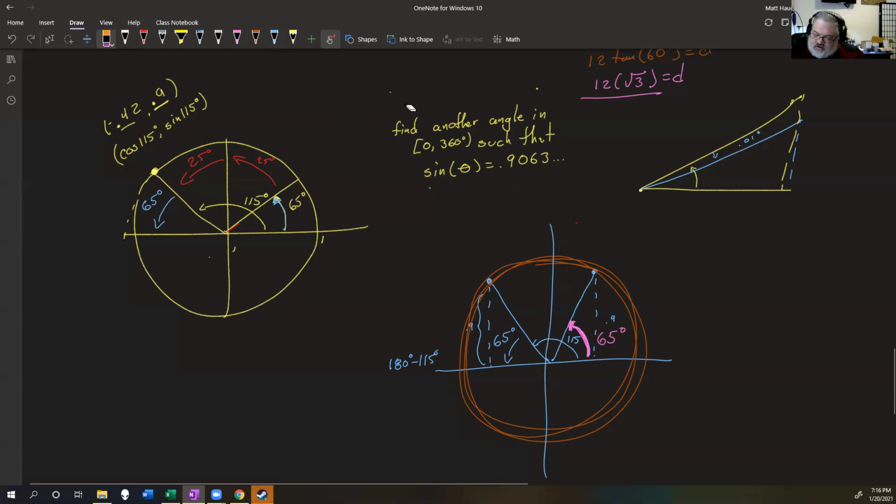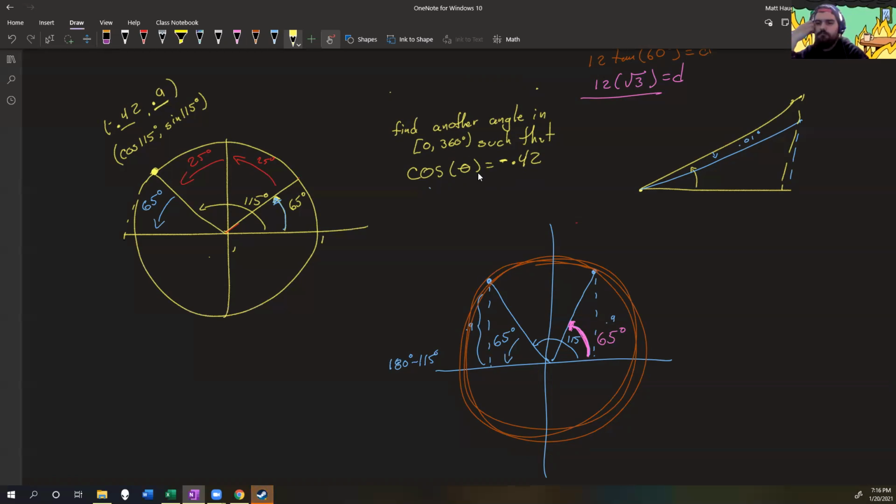Find another angle theta such that the cosine of theta is equal to negative 0.42. Now, even before we try to do that, what quadrant would that have to be in? It would have to be in quadrant 1, right? No, it needs to be negative. Oh, then it would need to be in quadrant 3. So quadrant 3, right.